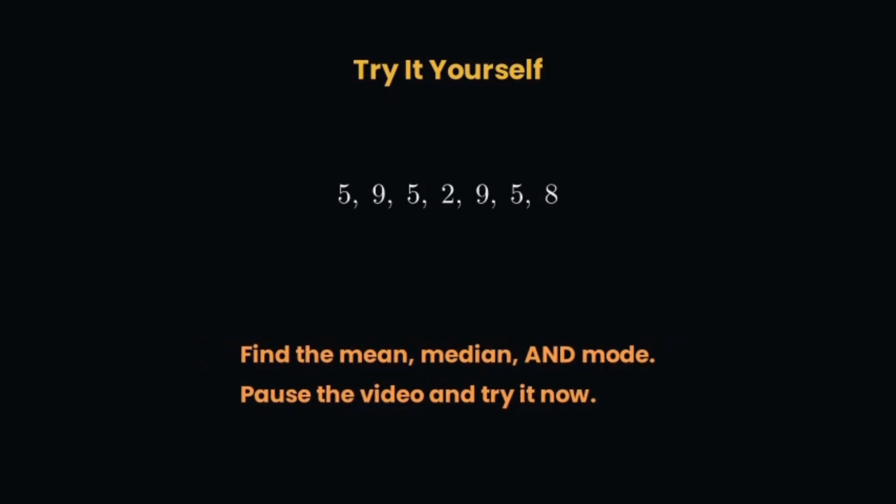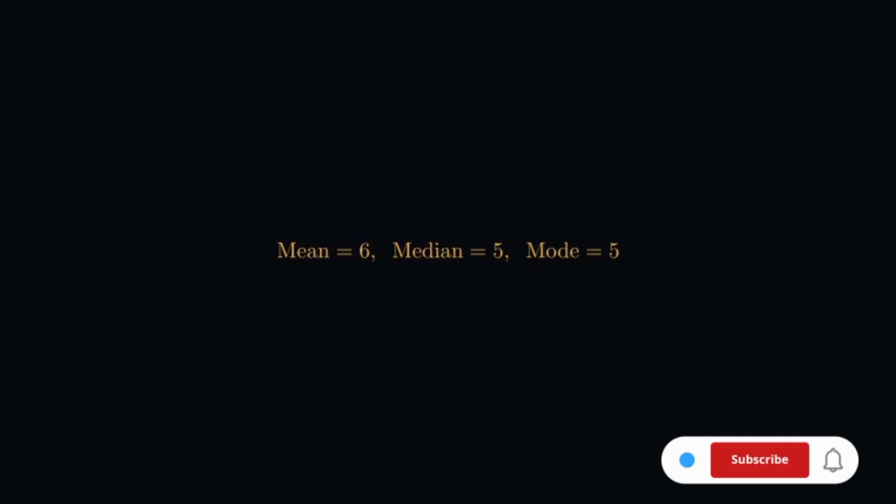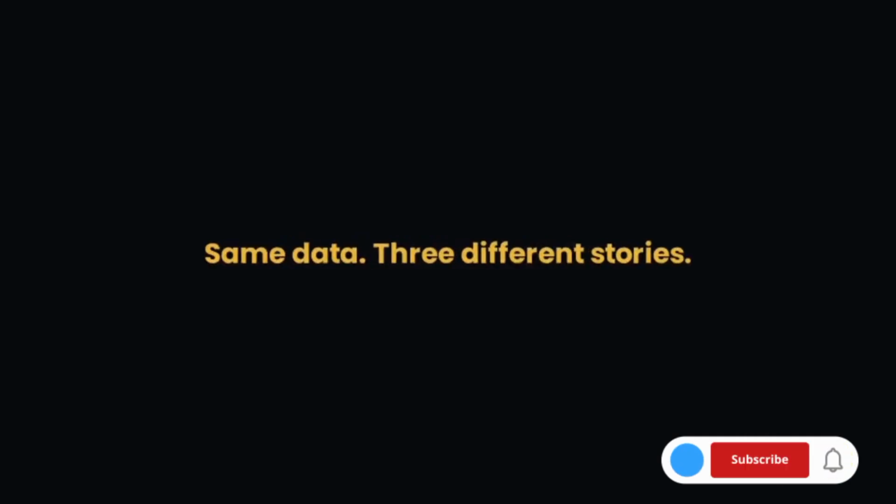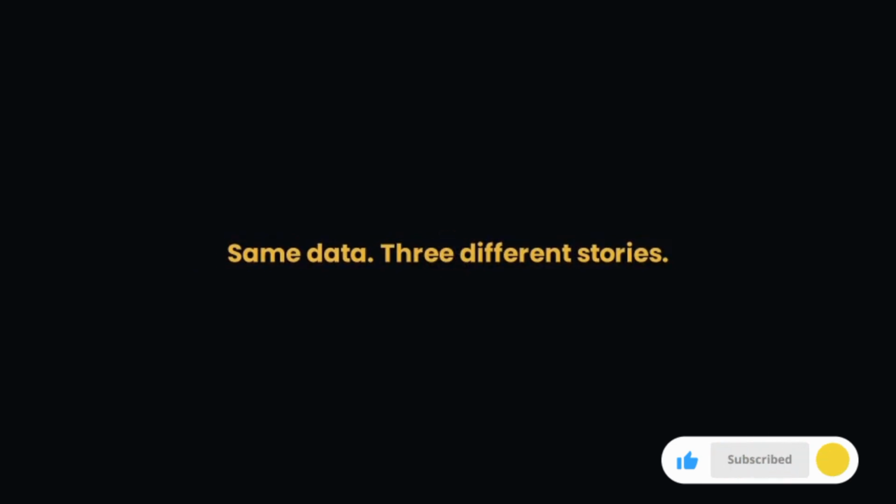Before you go, try this yourself. Here is a new dataset. Find the mean, the median and the mode. Pause the video and try it yourself right now. The answers: the mean is 6, the median is 5, and the mode is also 5 since it appears 3 times. 3 questions, 3 different numbers, 3 different stories about the exact same data.